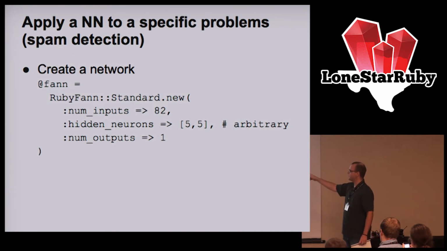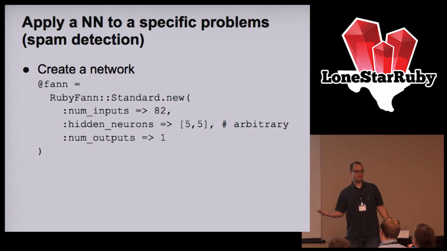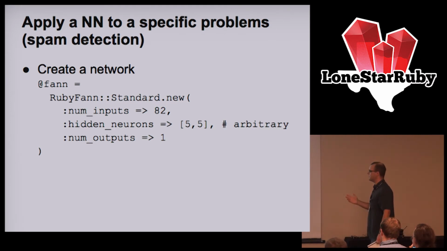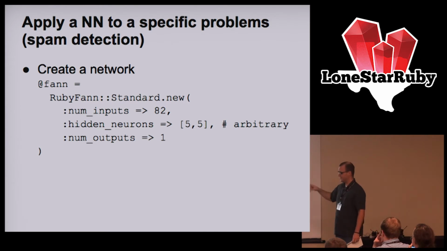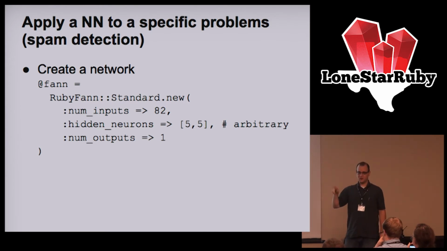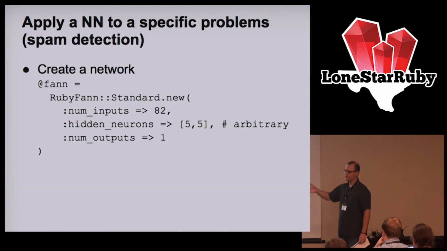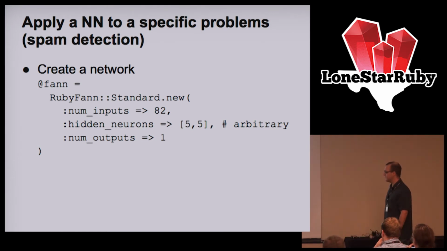We actually create our network here using the standard class, and it takes a hash with 3 different key value pairs in it. One is the number of inputs. I already said that was 82, so that's why that number's there. The hidden neurons are an array where each element is how many hidden neurons go in that layer. So here the 0th element there is the first layer of hidden neurons. I put 5 in there. And this was rather arbitrarily decided. I did not do extensive testing on that.